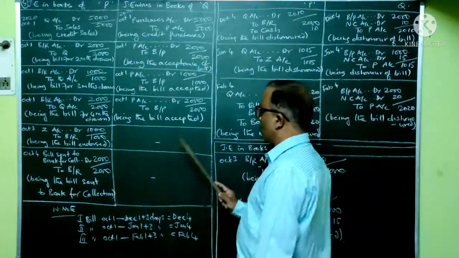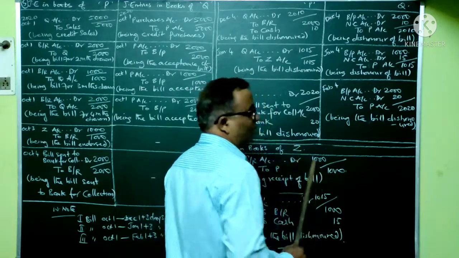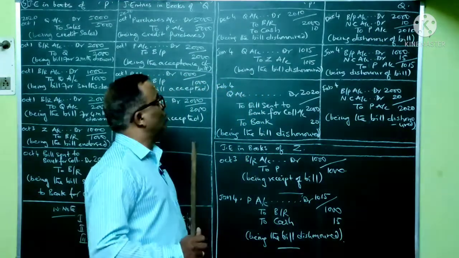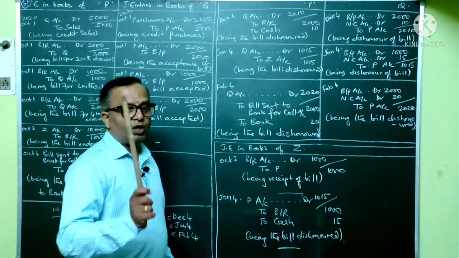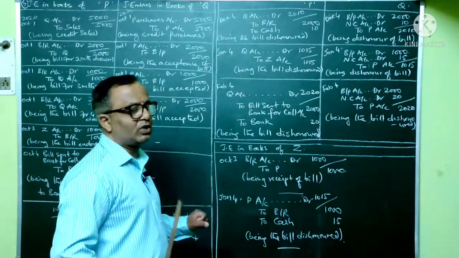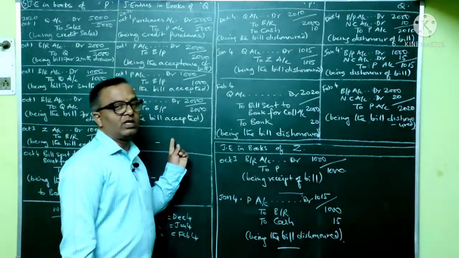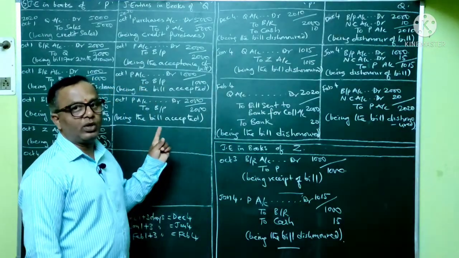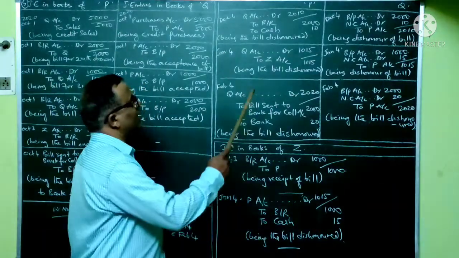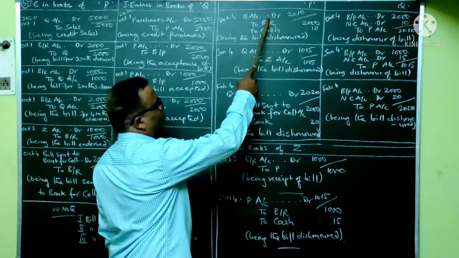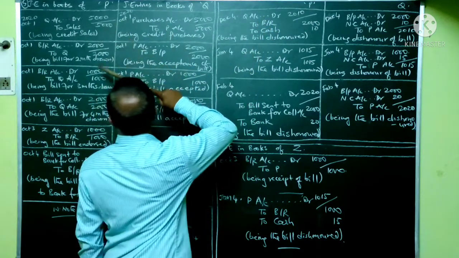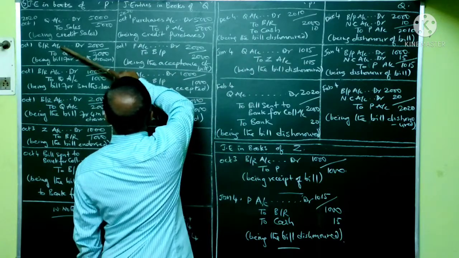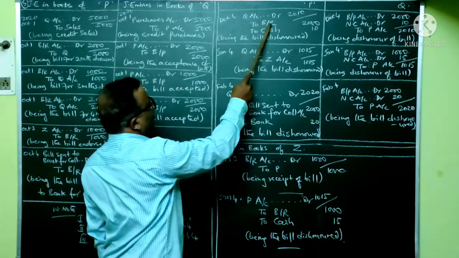Now observe what he said: all the 3 bills are dishonored on the due date, and noting charges of 10, 15 and 20 are paid respectively. The first bill, he has retained with him only till the due date, and on the due date it is dishonored. So P, who is the drawer of the bill which he has retained, if it is dishonored, the bills receivable which he debited when he drew the bill, now he is going to credit.